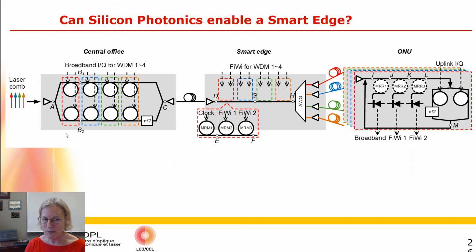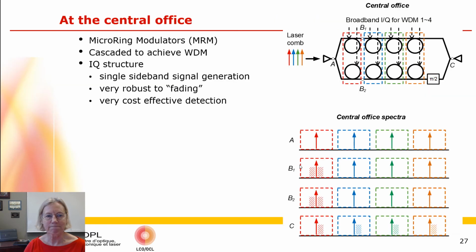At the central office, we can use micro-ring modulators in order to modulate data for each one of the broadband users in the PON. At the smart edge, this is where we add on our radio over fiber signals onto the already existing broadband signals. And then at the ONU, we have to separate all these disparate signals and receive them efficiently. So let's start at the central office.